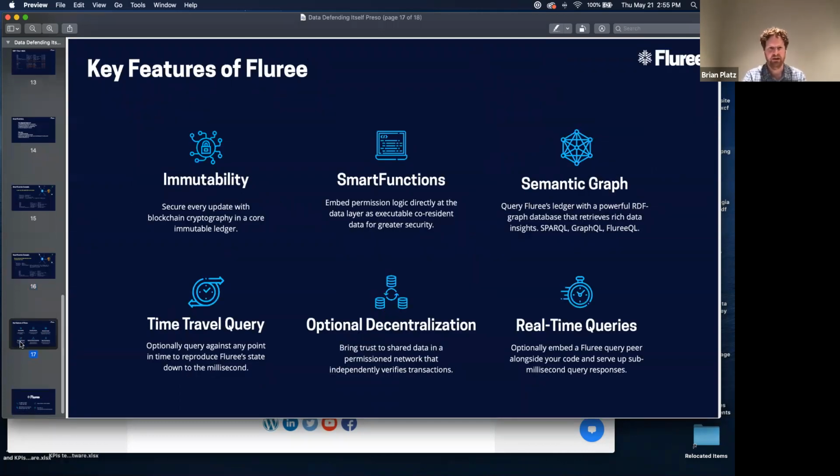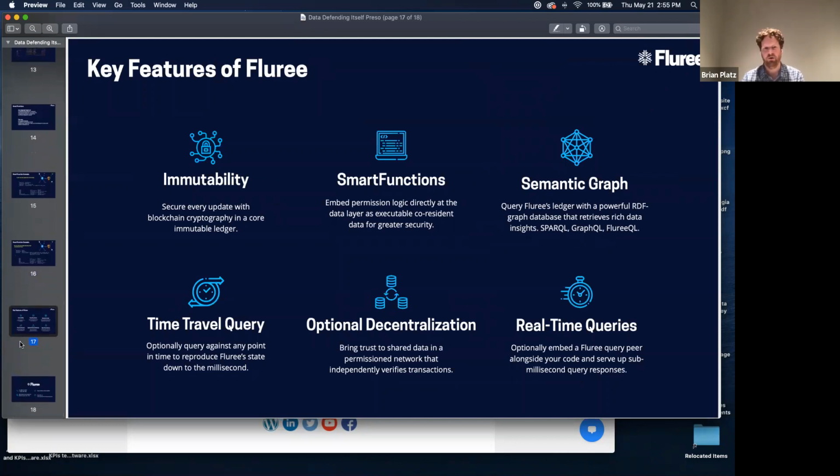So I'll wrap up there, and I think there might be a couple questions. If you have any, feel free to put them into the Q&A section. Just some of the key capabilities of Fluree. We talked about the immutability. We talked about SmartFunctions. We talked a little bit about semantic graph. There's a lot more there to cover. We didn't get too much into time travel. Decentralization we didn't really talk about, and some of this real-time data stream capabilities, not as well. So those are all broader topics.